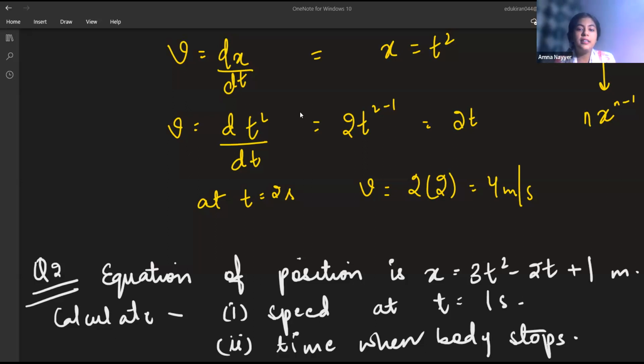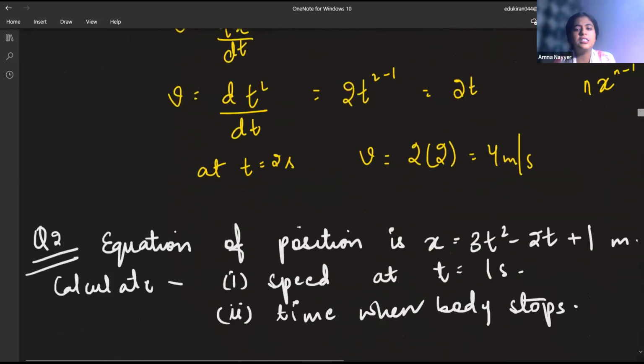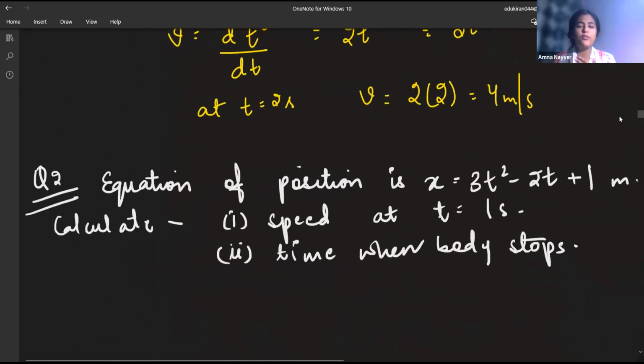We have studied this differentiation part. Right now also I've discussed. The first part is similar. Second part I'll solve for you all. But first part all of you should answer. Second part I'll solve, but first part you should be able to solve.